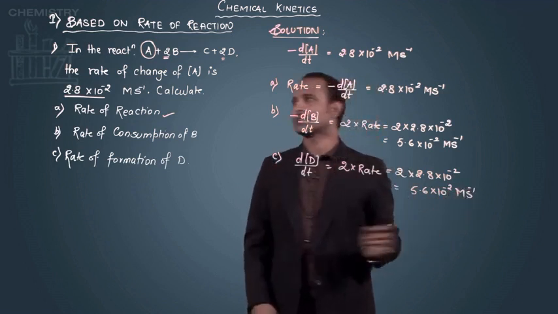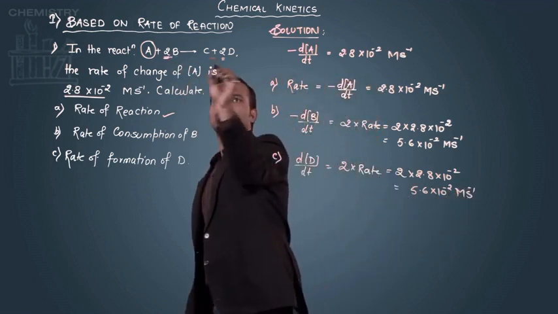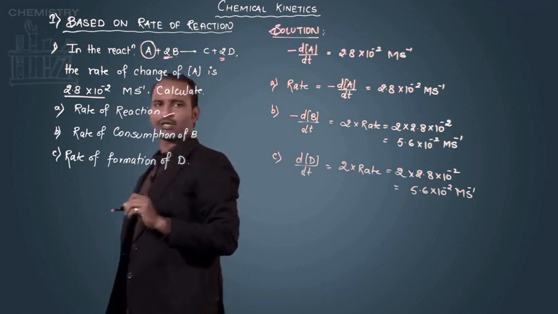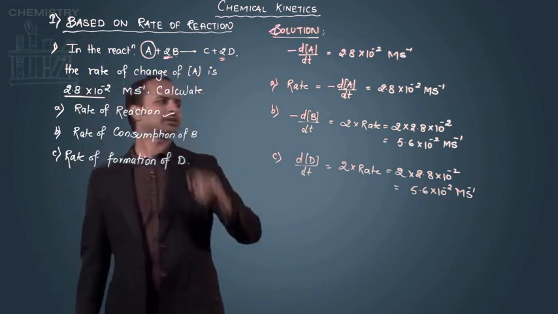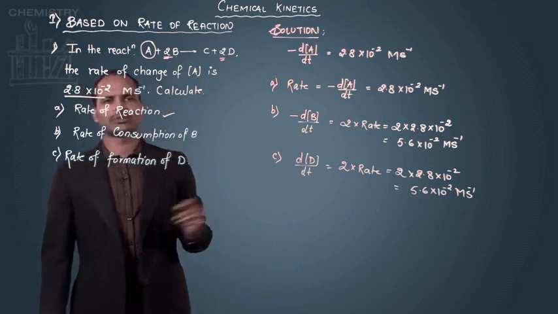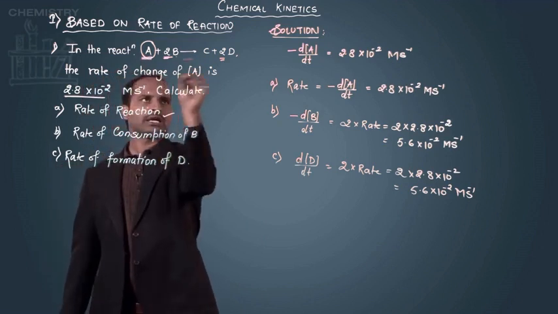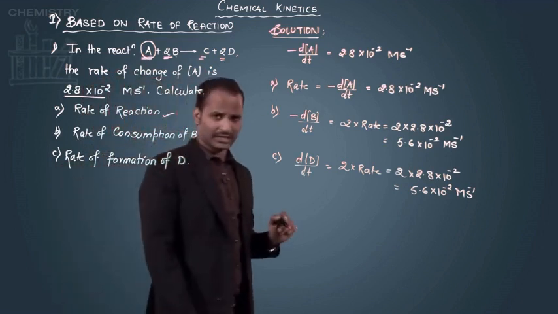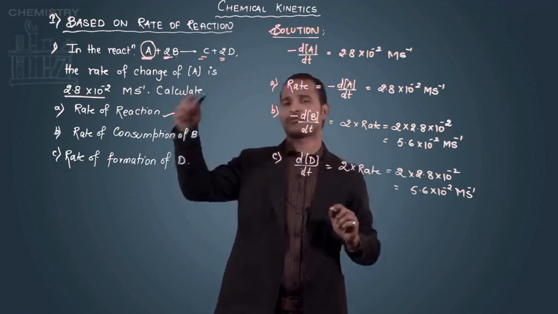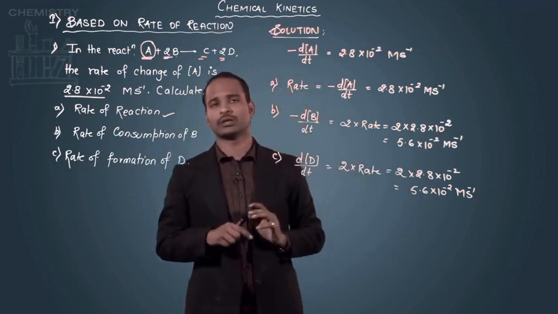Now in this case I can say that B and D, the coefficients are the same, meaning they are in the same ratio, and if they are in the same ratio, their consumption or formation value is going to be the same. Similarly A and C are again present in the same ratio, so the consumption of A and the formation of C value is also going to be the same.